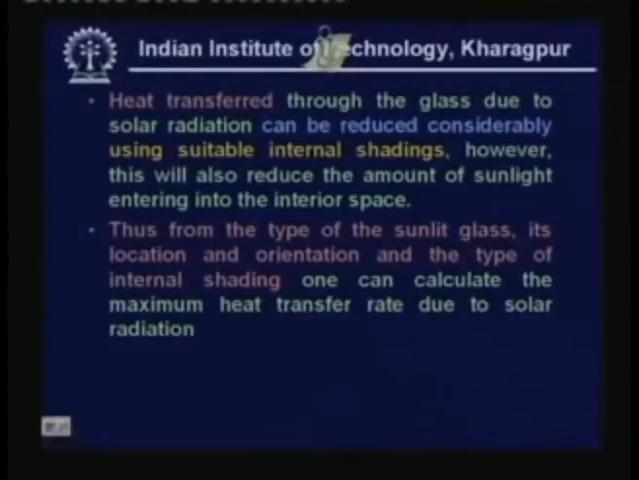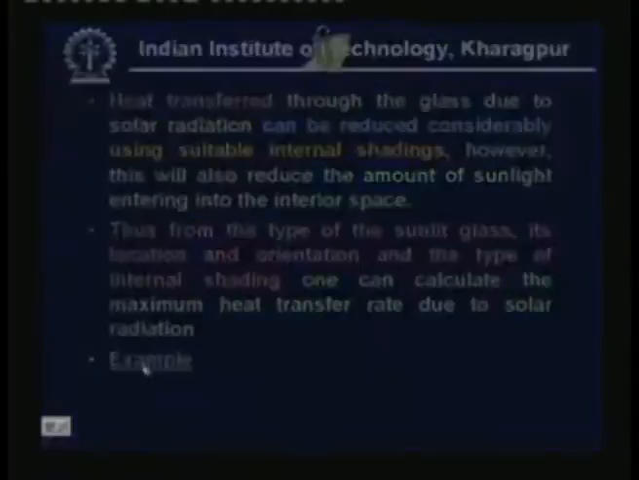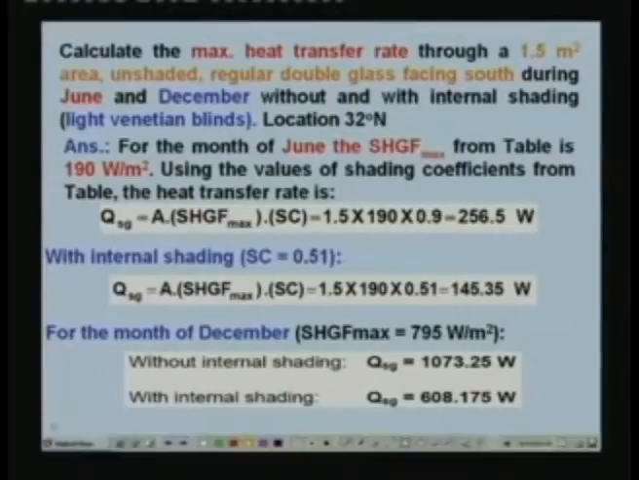From the type of the sunlit glass, its location and orientation, and the type of internal shading, one can calculate the maximum heat transfer rate due to solar radiation. Let me give a small, very simple example. We have to calculate the maximum heat transfer rate through a 1.5 meter square area of unshaded, regular double glass facing south during June and December, without and with internal shading. The internal shading is light Venetian blinds, and the location is 32 degrees north.